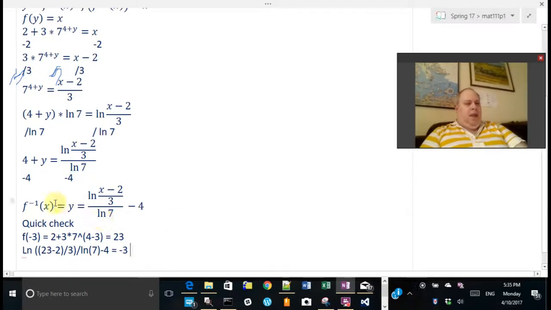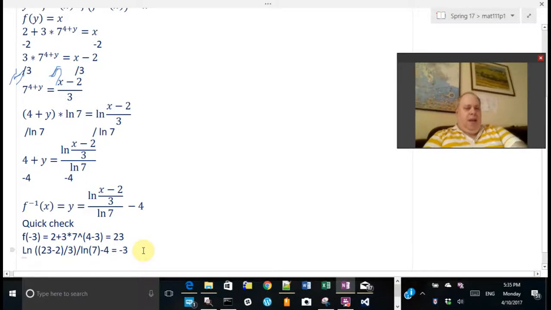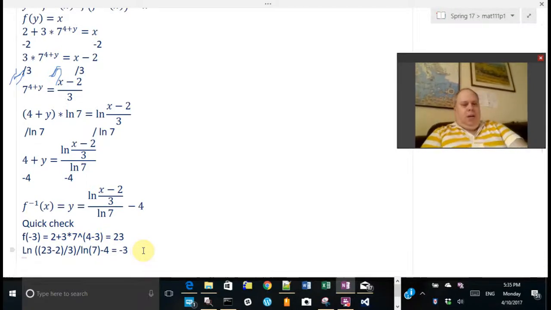So a quick check, right? f of minus 3 is 23. f negative 1 of 23 is minus 3. So that is exactly the way it works. So that's a check.